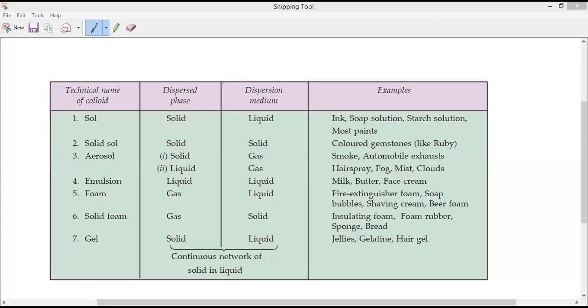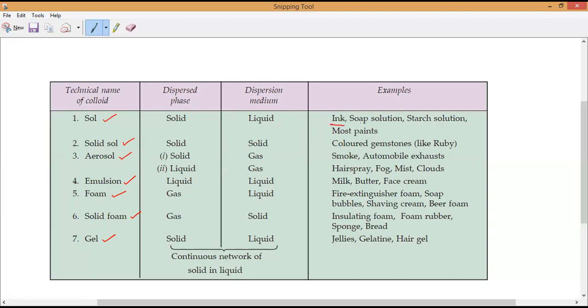So observe here very carefully all the technical names of the colloid. One is sol, next one is solid sol, next one is aerosol, next one is emulsion, next one is foam, solid foam, and gel. Now if you take sol, I taught you everything, just check it. But examples, our NCERT book has given very few examples, but here so many examples are there. Please learn those examples. That is what you can see.